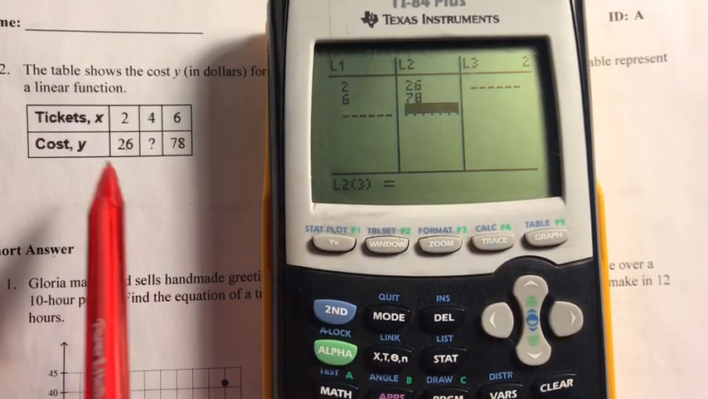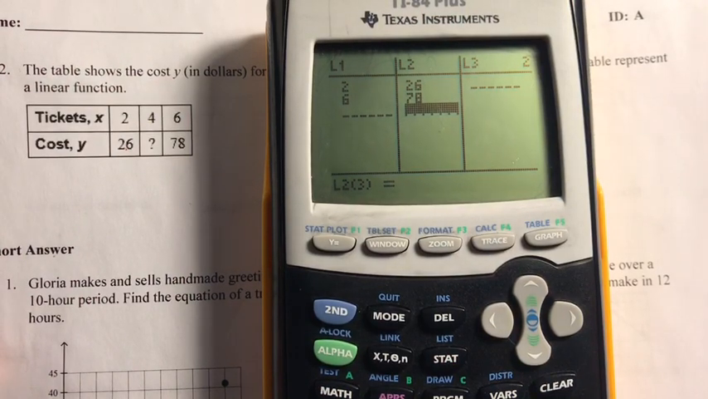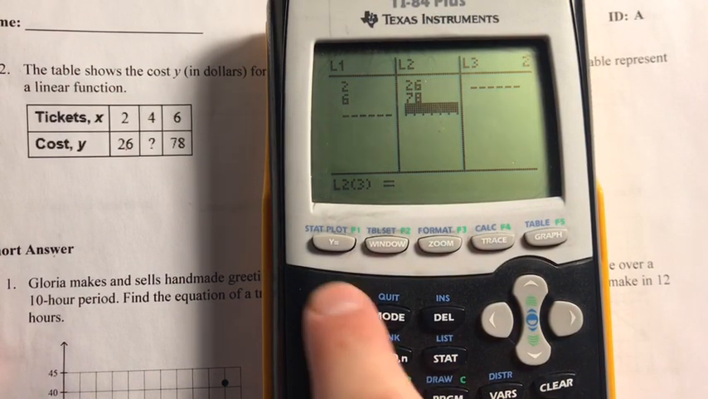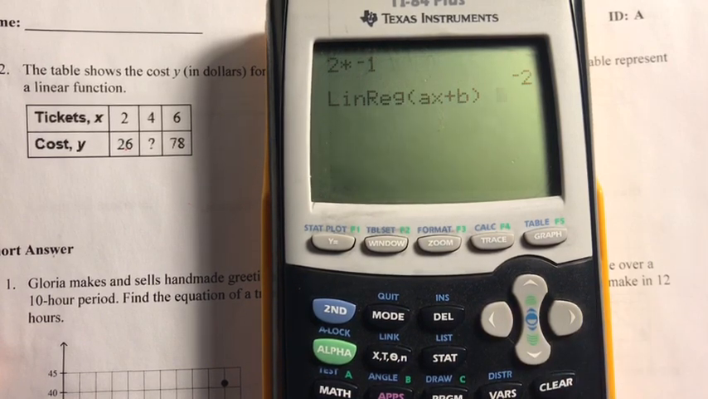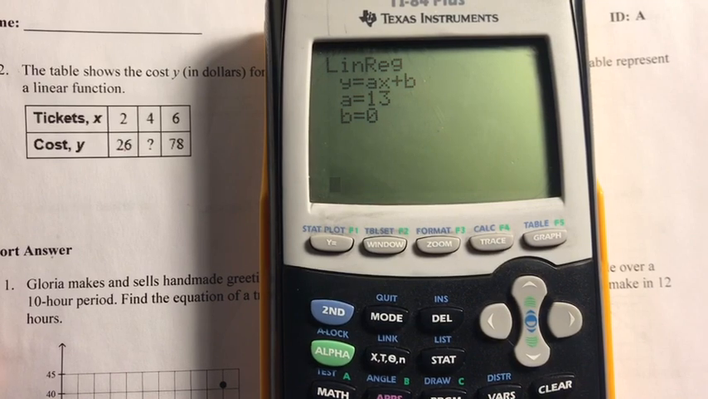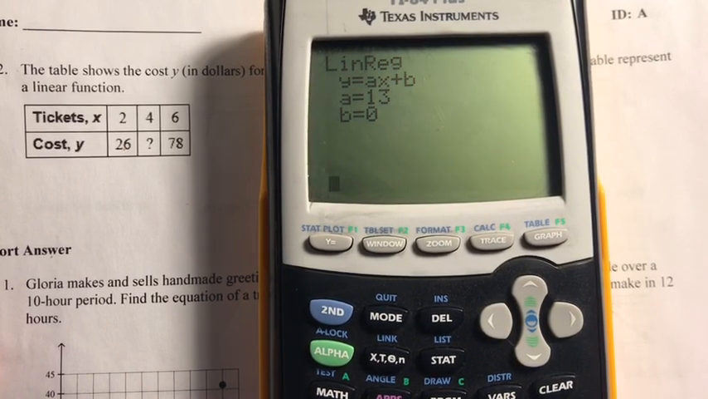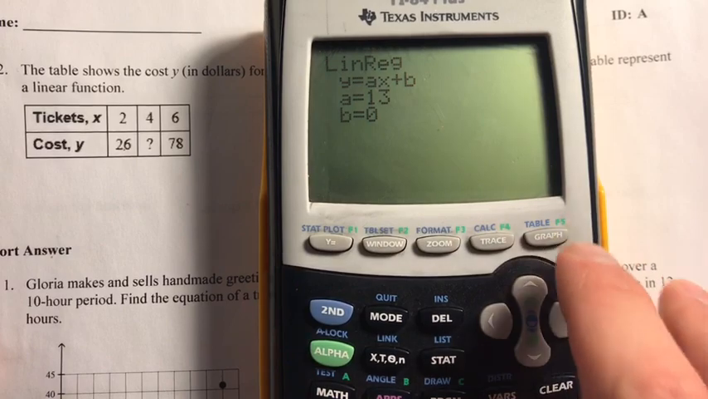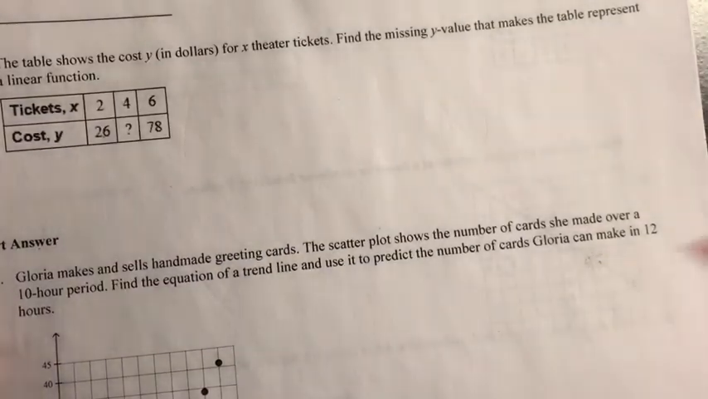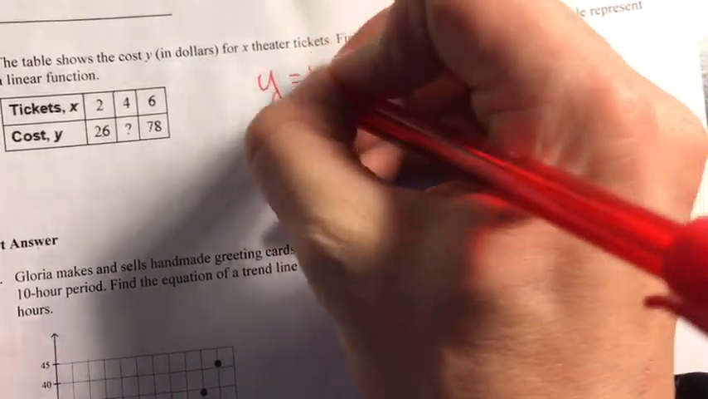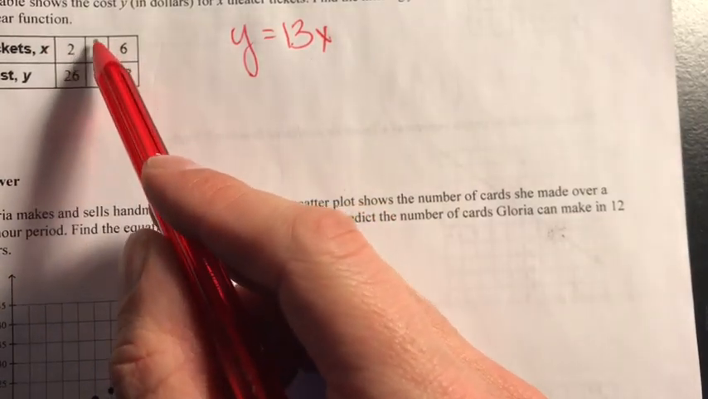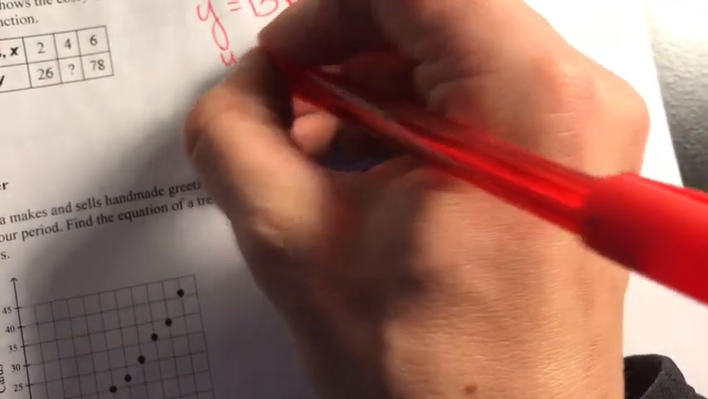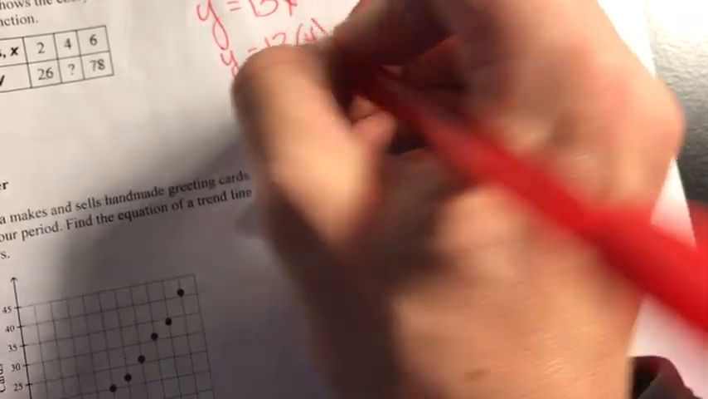And if you're like, well, what about that 4? Well, I don't know what that 4 is. That's kind of the point. So if I finish LinReg, second mode, Stat, Calc, LinReg, enter. I have the equation y equals ax plus b, or y equals 13x. So, if my equation is y equals 13x, then if x is tickets and I need 4, why don't I just plug in 4? Y equals 13 times 4.